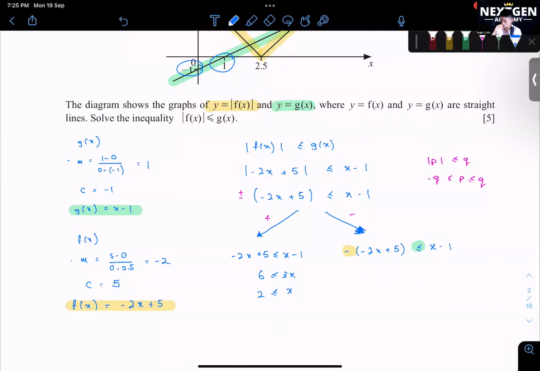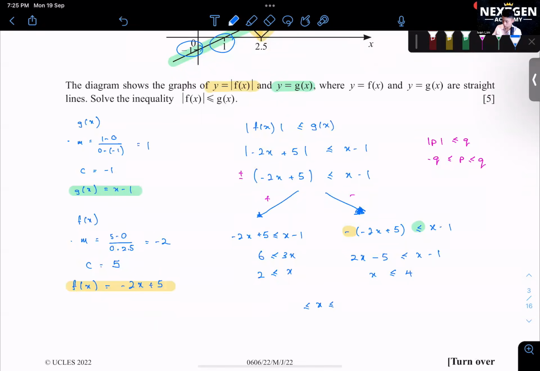This one, if I want to take away the negative here, I just multiply. So 2x, negative 5, x minus 1, then x less than or equal to 4. You can see if you straight away put the plus minus to the right hand side, your symbol is confirmed wrong. So we can present it as x less than or equals 2 to 4. This is how you get your 5 marks.